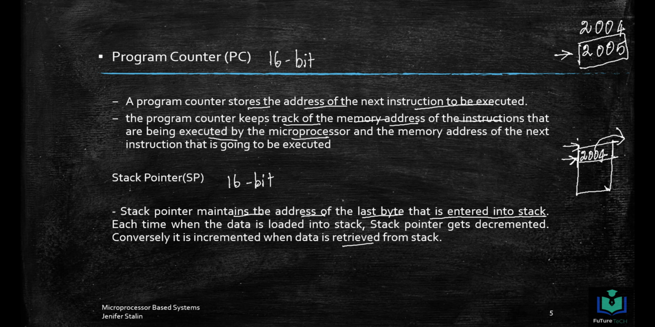Okay, so differentiate between the program counter and the stack pointer. The program counter always keeps track of the address of the next instruction to be executed, whereas the stack pointer will be pointing to the current address of the last byte. So when the address is being entered, the stack pointer is decremented, or when the address is retrieved from the stack, the pointer gets incremented.